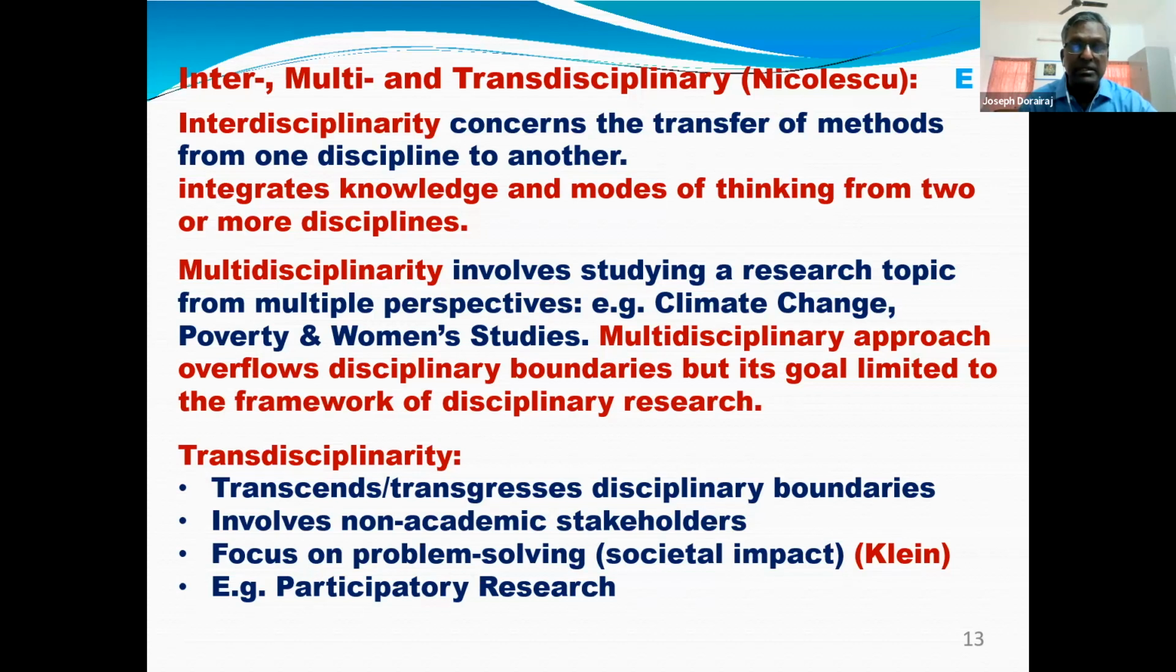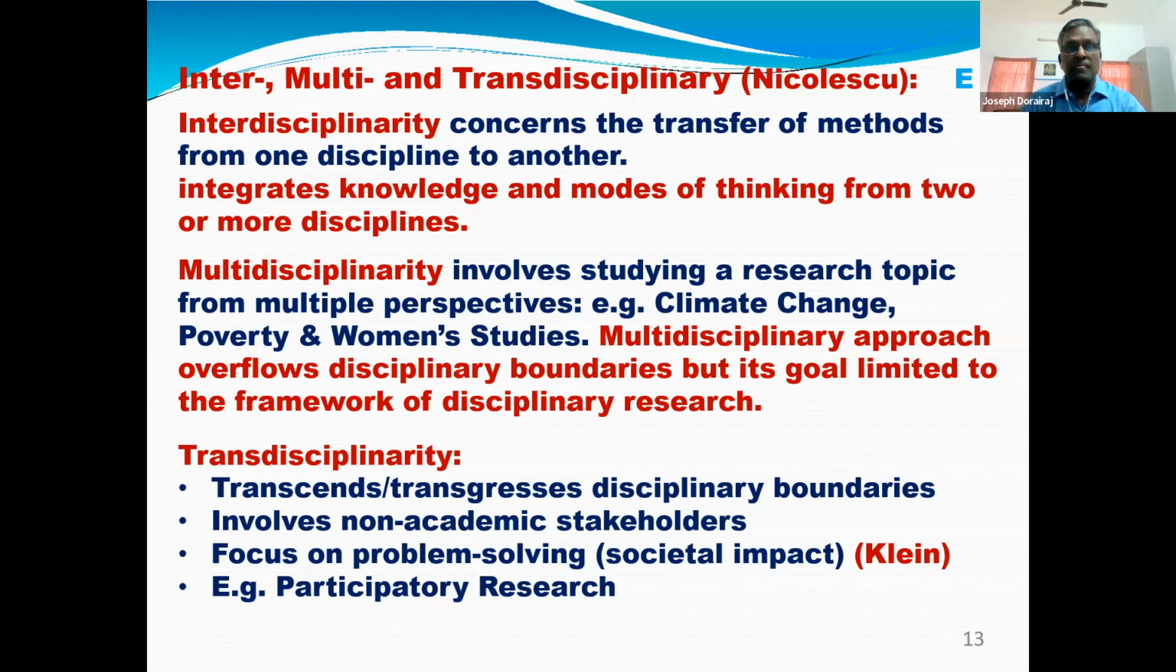transdisciplinarity calls for societal impact in the sense it focuses on problem solving. Not that we stop at the theoretical level. What is poverty? The economics professor talks about what is poverty. The nutrition professor talks about what are the harmful effects of poverty on nutrition, nutritional deficiency. The medical expert also talks about what are the negative effects of poverty on the body. So these are theoretical discussions. But how to address poverty, how to reduce poverty, how to increase the buying capacity of these people living below the poverty line. So therefore, the third dimension of transdisciplinarity is the focus is on problem solving. And because the focus is on problem solving, it carries with it the dimension of societal impact.